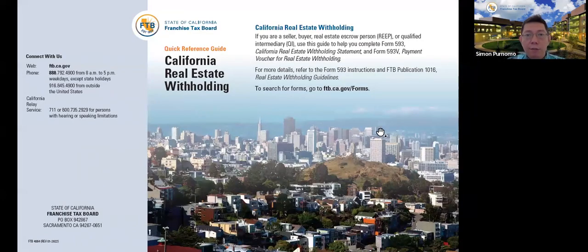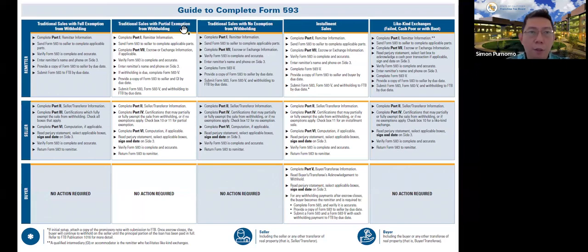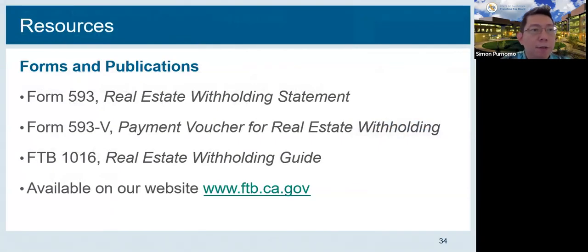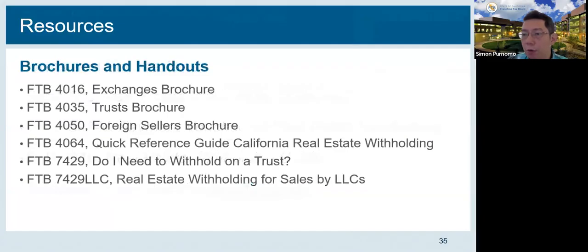So this is the outside of the brochure, and this is the inside of our brochure. By column, you will see the type of transaction here. And by rows, you can see which entity is responsible for which part of the form. And here are additional resources that can be helpful to you and your customers as well. They're available on our website for you to request or to download.